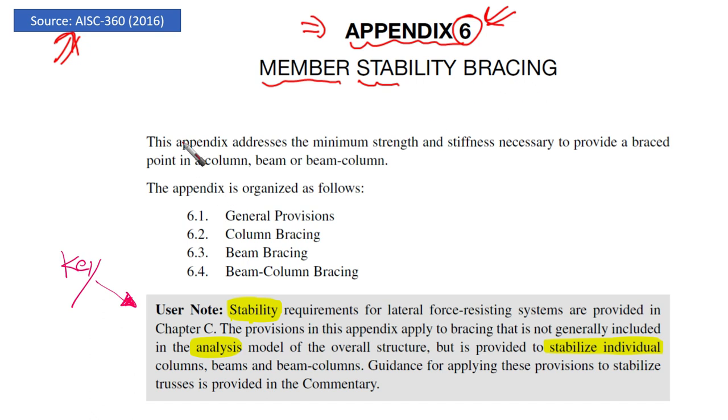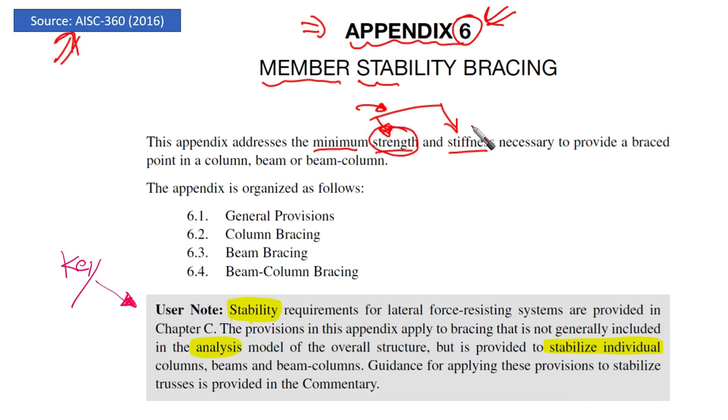Okay, so I'd like to read this part because it's really informative whenever you read it from the appendix, because it clarifies every type of bracing that you're going to use in general. It starts with: this appendix addresses the minimum strength and stiffness. So here we're talking about the minimum requirement necessary to provide a braced point in a column, beam, or beam column.